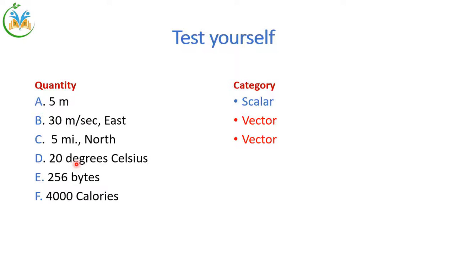This one, 20 degrees Celsius. 20 degrees Celsius is a scalar quantity because in Celsius we are not measuring any direction, whether it is upward or downward or right side or left side. So it is a scalar quantity. What about 256 bytes? 256 bytes is also a scalar quantity because there is no mention or name of any direction. So what is 4000 calorie? This is also a scalar quantity.